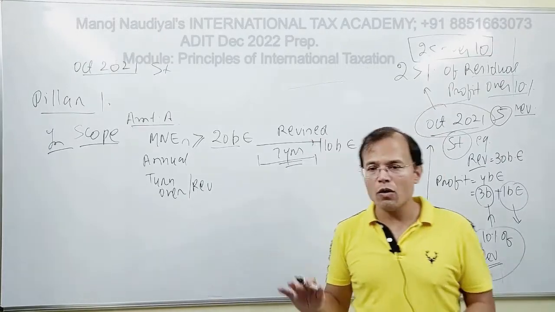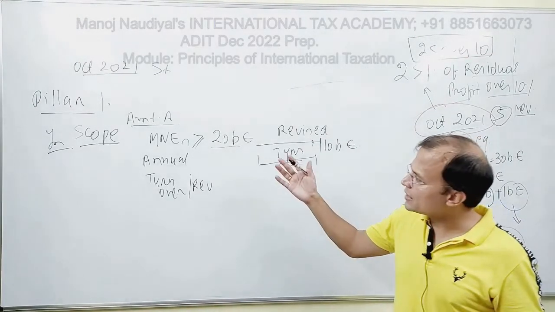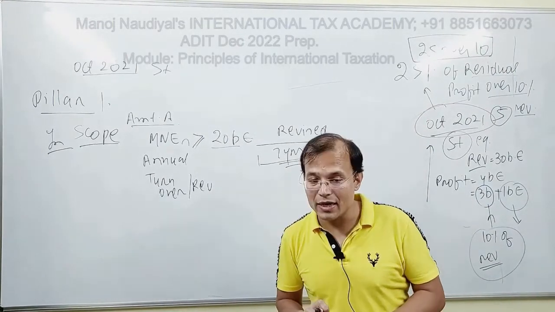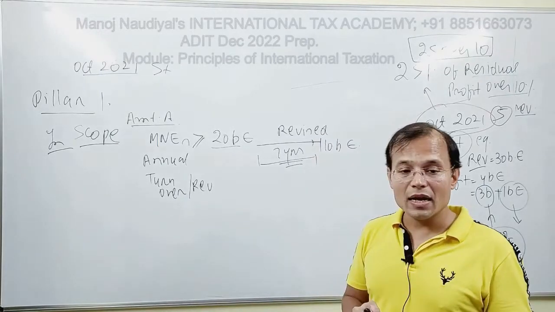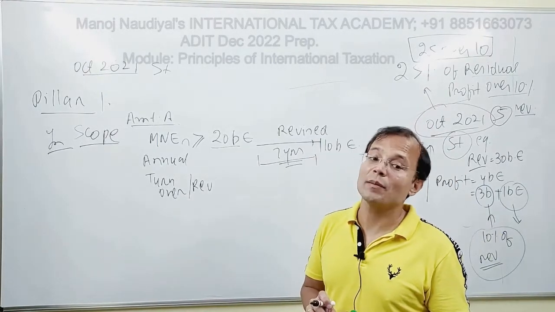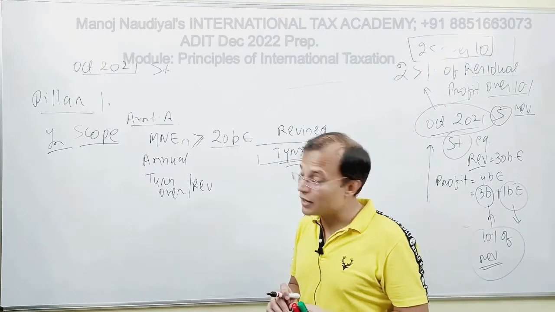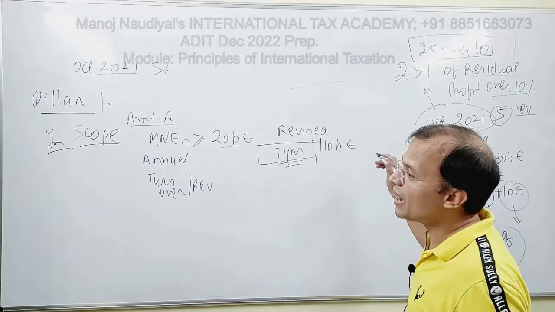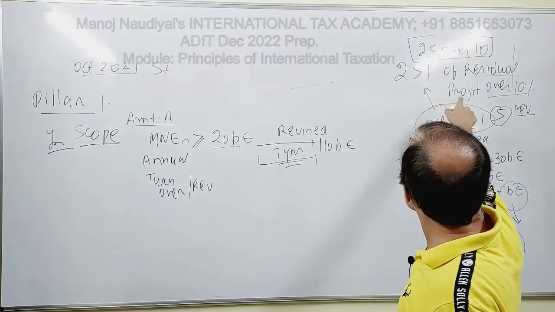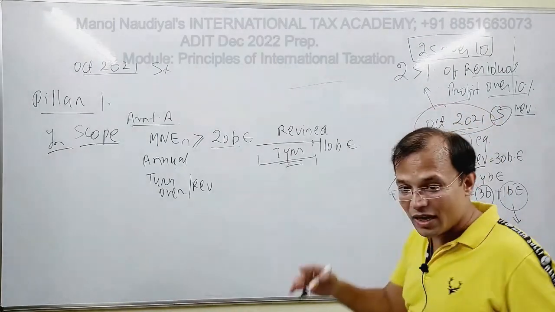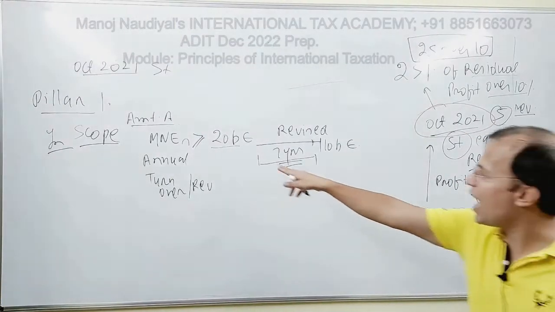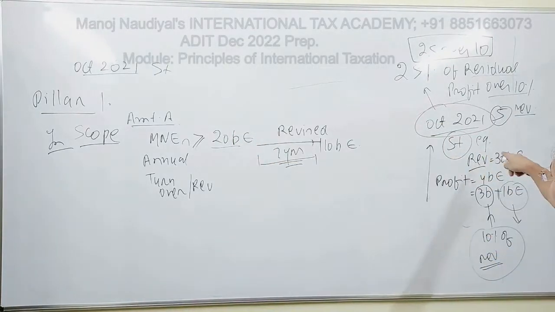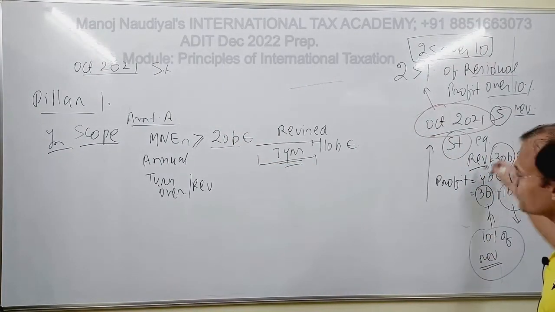But as of now, what is proposed is that the in-scope MNEs, the MNEs who would be required to pay this amount A, have to have a minimum turnover of 20 billion euros, right? And not only this turnover, because ultimately what is the quantum? Quantum is 25% of residual profit over 10%. So if they have more than 20 billion euro turnover, and you would find that, that is why I took revenue of 30 billion euros, right?